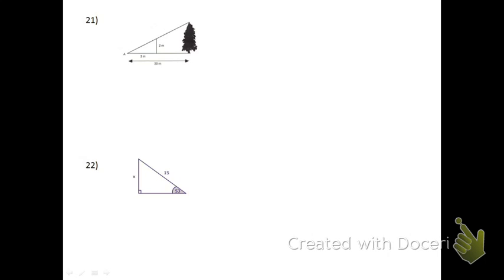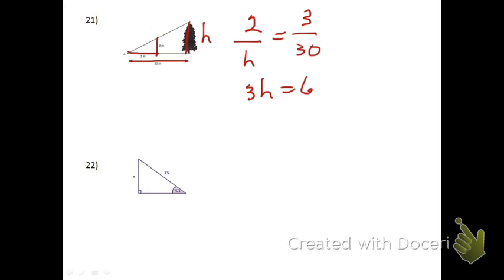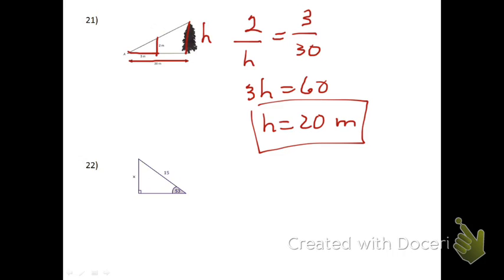Okay, 21, here you have two similar triangles. And when triangles are similar, their sides are in the same ratio, or they're proportional. So we're looking for this height here. So I know these two corresponding sides will be in the same ratio as these two corresponding sides. So 2 is to h as 3 is to 30. So cross multiplying, I get 3h is equal to 60. So h is equal to 20, and we're dealing with meters here, so the height of the tree is 20 meters.